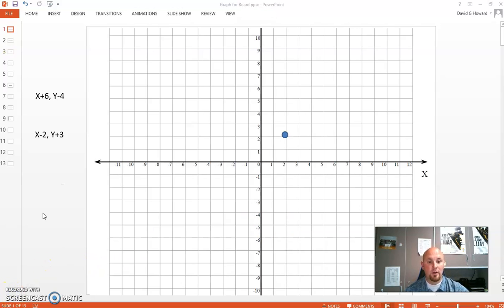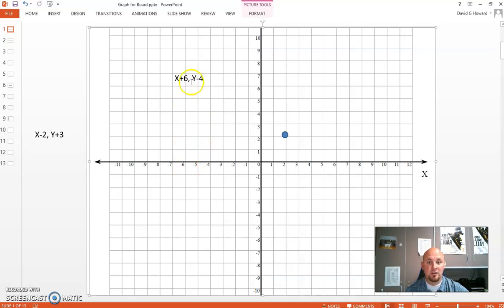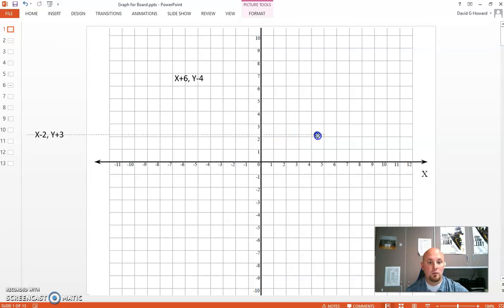Okay, so now I'm going to show you how the math works. Let's say I have this rule right here: x plus 6, y minus 4. That tells me that I need to move positive 6 to the right, negative 4 down. So from here, x plus 6, I can move right 6. 1, 2, 3, 4, 5, 6. And then y minus 4 tells me down 4. 1, 2, 3, 4. So I went 6 to the right, down 4.